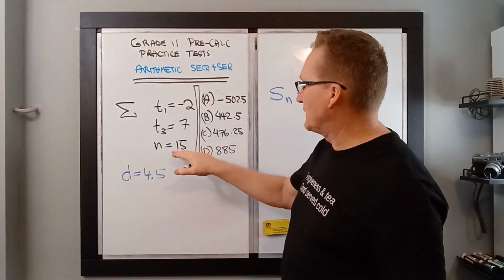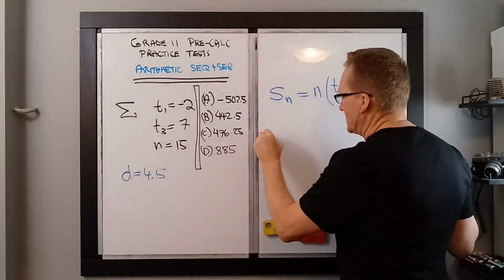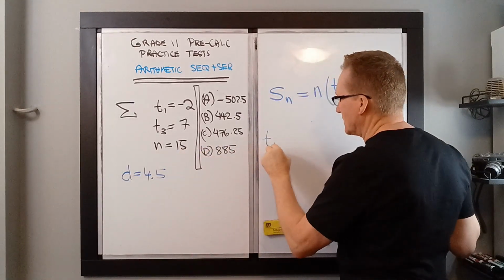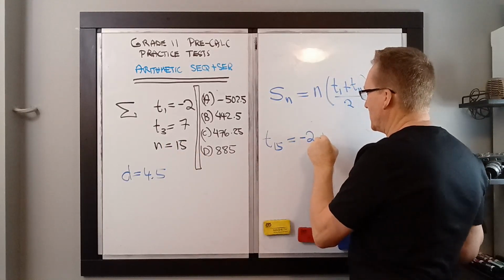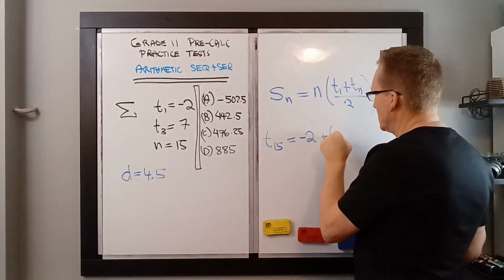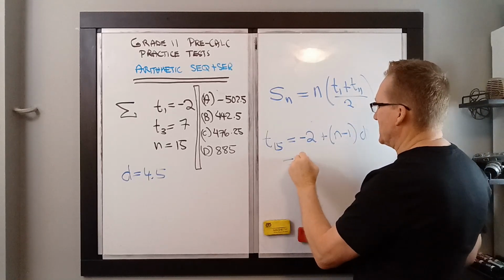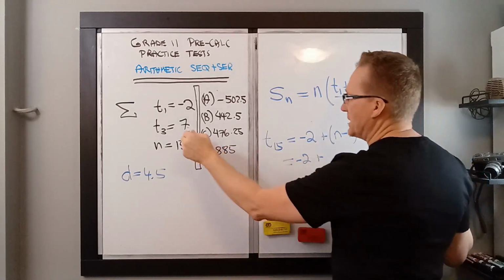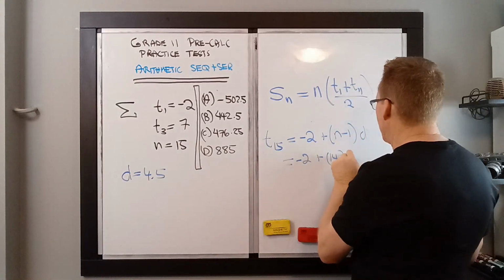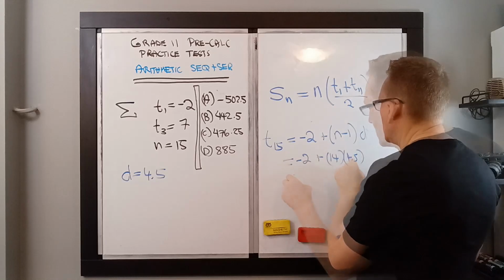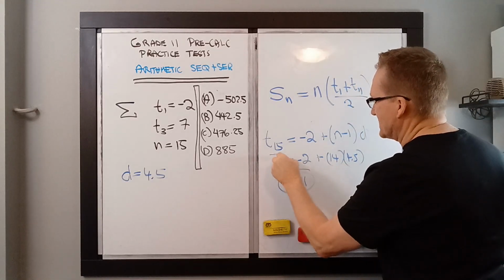Well, we don't have the last term. We have the first term. Let's see if we can find the last term. So t of 15 is equal to -2 plus (n minus 1) times the difference. So -2 plus 14 times d. We found that to be 4.5. I am getting this equal to 61. This is the 15th term.